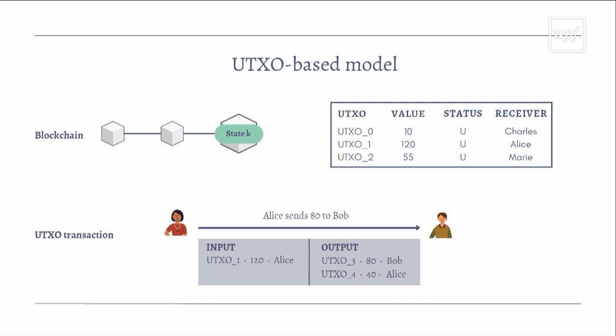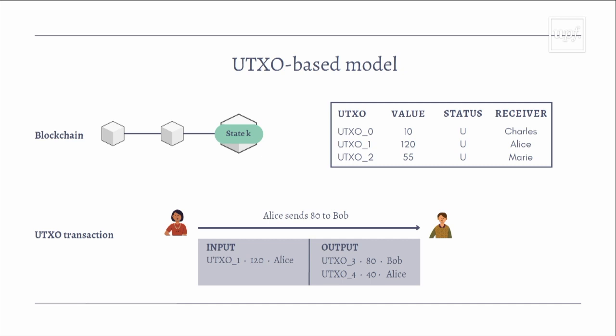So, for instance, imagine that now Alice, who's holding unspent transaction number 1 of 120, is allowed to spend it because it's unspent. And now when she sends a transaction to someone else, imagine that she sends it to Bob, what she will do is make a transaction saying, okay, I'm going to spend this unspent transaction output, which is worth 120.